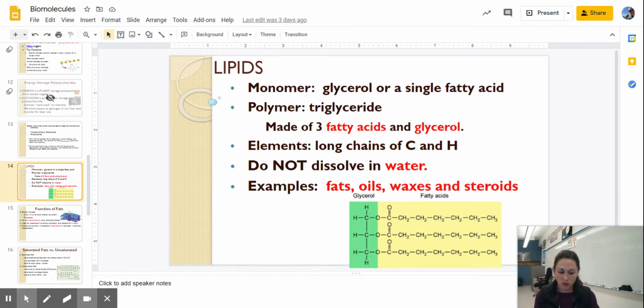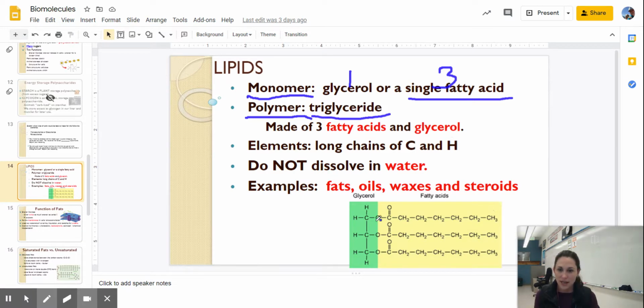All right, we're going to switch gears. I want you to move to your lipid box. Lipids is our second macromolecule or biomolecule that we're going to talk about. You need to write down the monomer and the polymer if you have not already. The monomer, remember, is either a glycerol or a single fatty acid. And the polymer is when we take 3 of these fatty acids and we combine them with 1 of this glycerol and we get what's called a triglyceride. So 3 fatty acids and a glycerol.